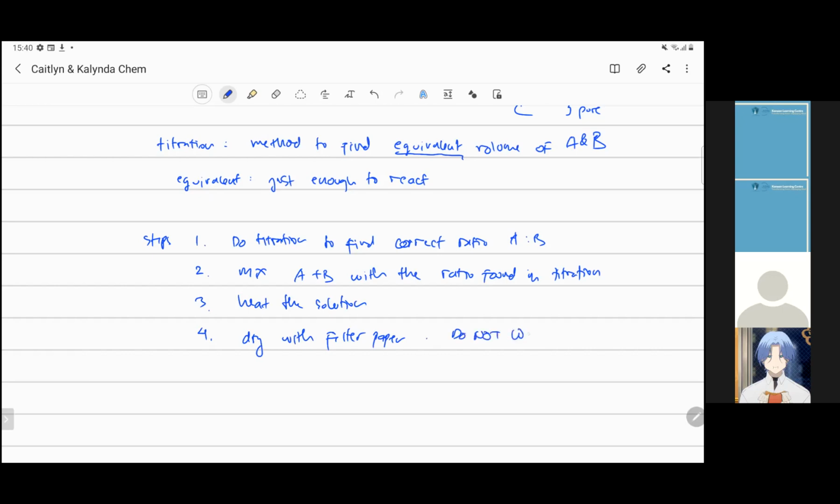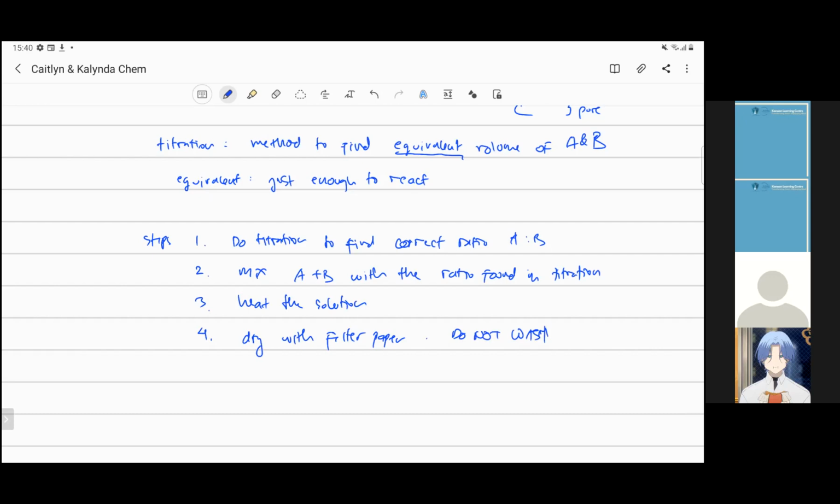Do not wash. Okay, that's it. Actually, it's very simple. The key idea is first, find the correct ratio by doing titration.